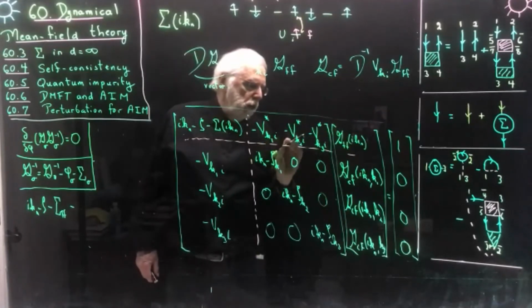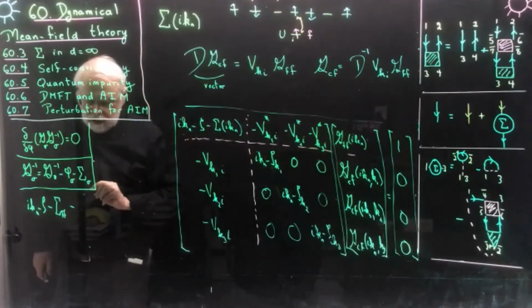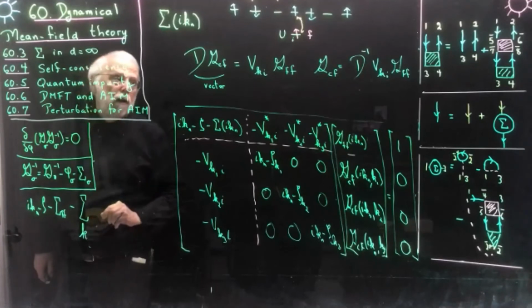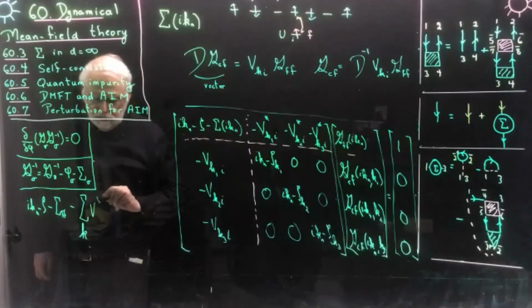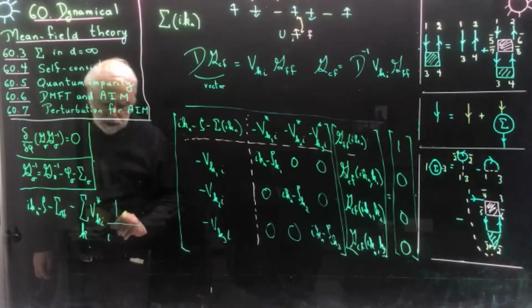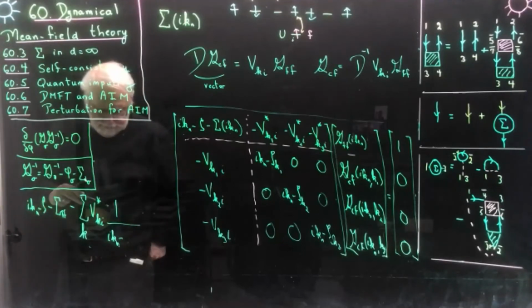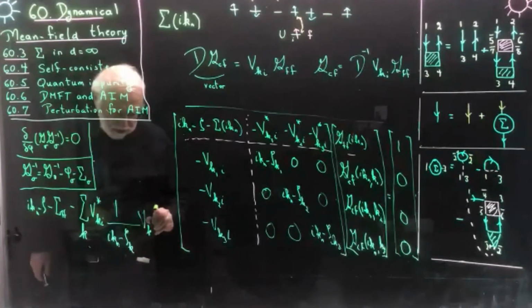And we remember that we have sums over k all the time. So it means that this will be the sum over k of, so this V star ki, 1 over iωm minus zeta k, times V ki.